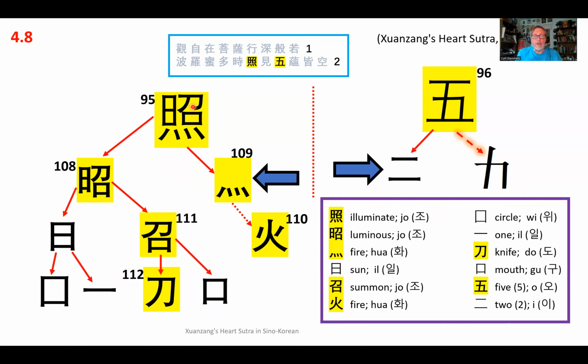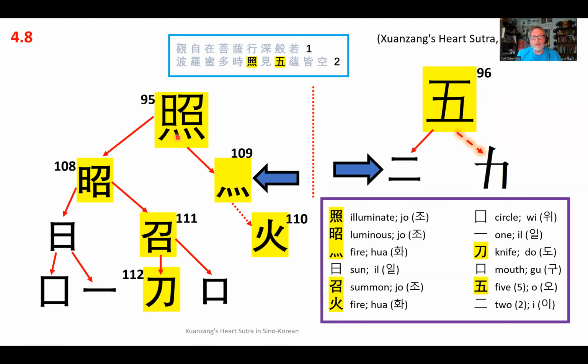Now, Jo is made up of a character for luminous and a character for fire. Okay, so this is also pronounced Jo, and fire is pronounced Hua. And this form of the character for fire is a radical form. Yeah, here it is, the radical. You can see by the blue arrow. This is a component form.